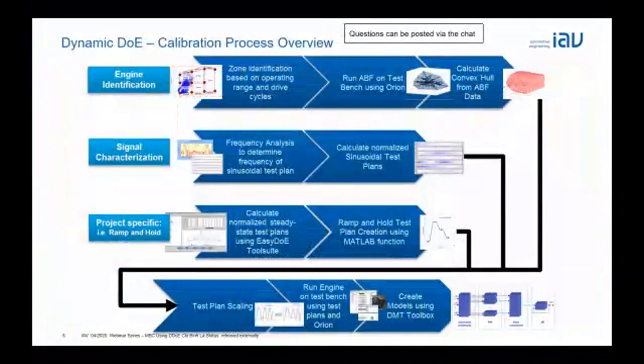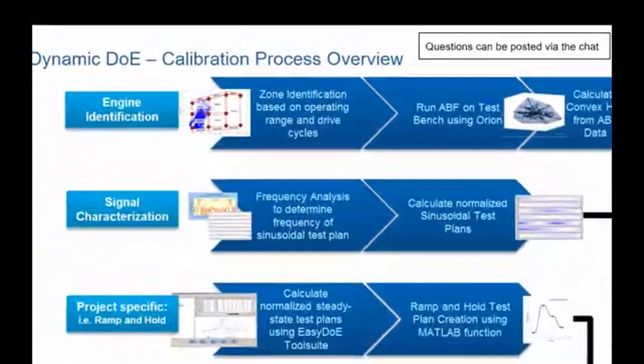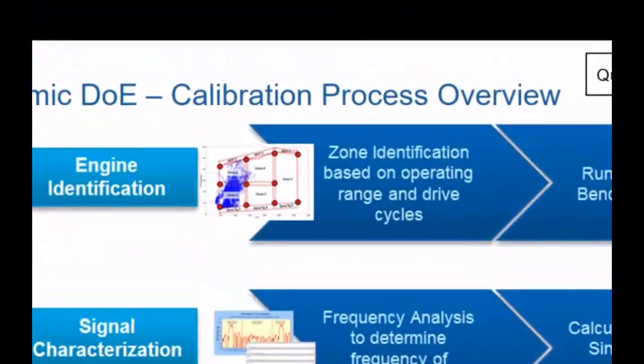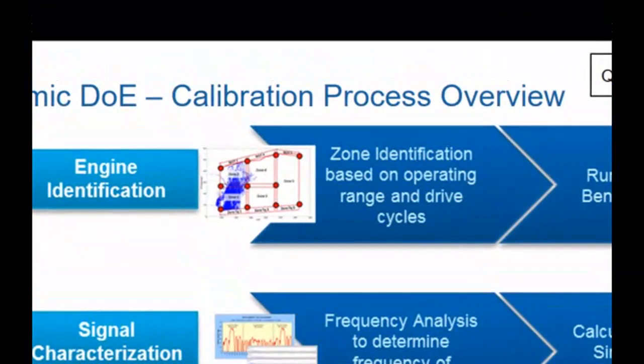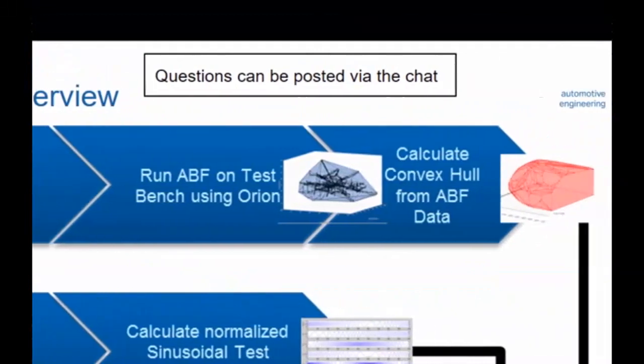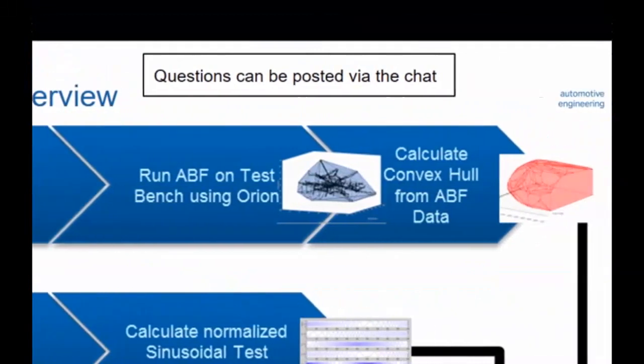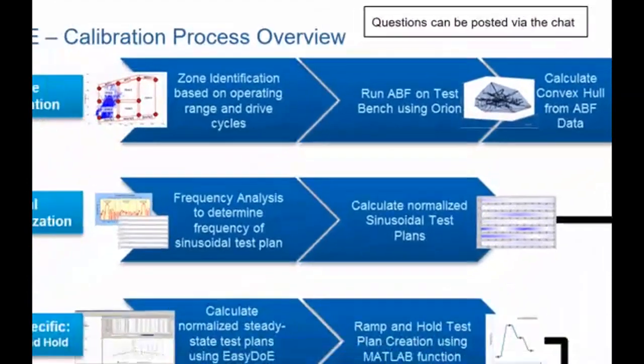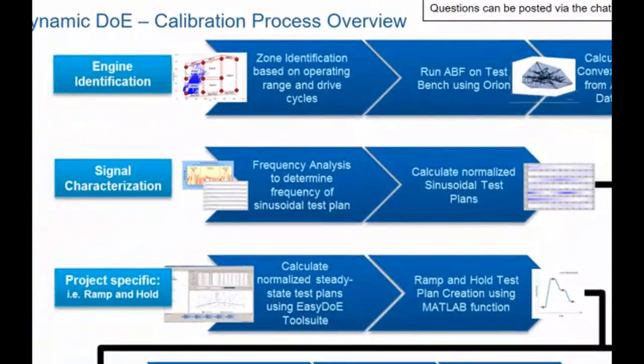The dynamic DoE calibration process is similar to that of the steady-state DoE in that the overall engine map is divided into different zones based on the operating range and drive cycles. Operating limits for each calibration variable are quantified using the advanced boundary finder, resulting in a convex hull that defines the safe operating envelope. Where the dynamic DoE process differs is that instead of testing at defined steady-state speed and load points, the test plan is comprised of frequency-varying sinusoids representing each of the calibration variables.